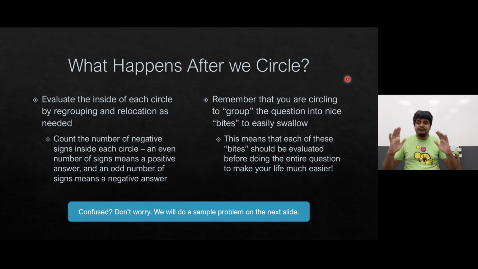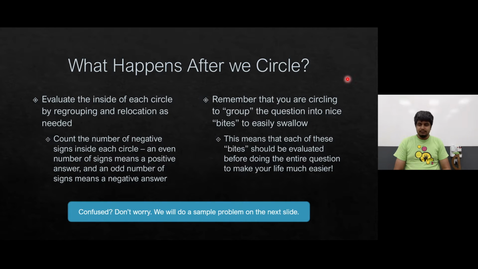So what happens after we circle? Well, first of all, you evaluate the inside of each circle by regrouping and relocating as needed. We're also going to count the number of negative signs inside each circle. An even number of negative signs indicates a positive answer. An odd number of signs indicates a negative answer.